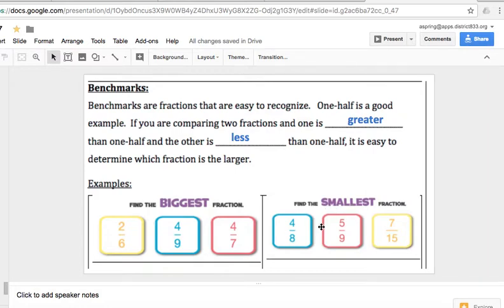The smallest fraction, okay, thinking about 4/8, that's half the pizza. 5/9, that's actually more than half. 5 out of 10 is half, so 5 out of 9 would be more than half. And 7 out of 15, well, I know that 7 is exactly half of 14. So 7 out of 15 is less than 1/2. So this is exactly 1/2, bigger than 1/2, smaller than 1/2, therefore it's the smaller fraction.